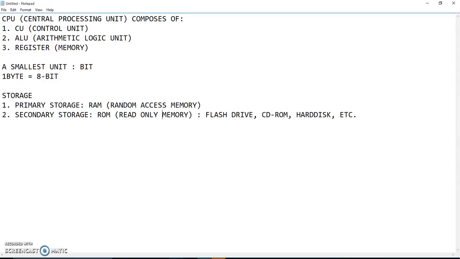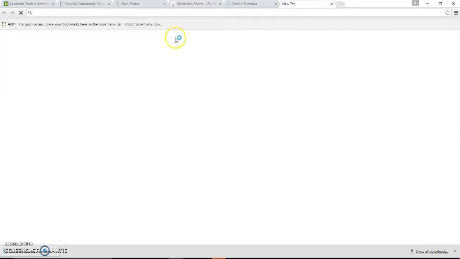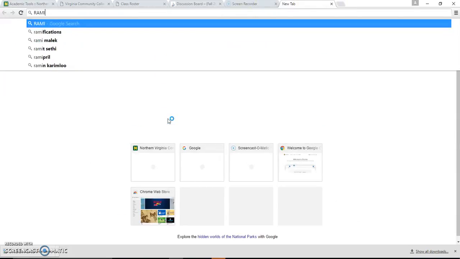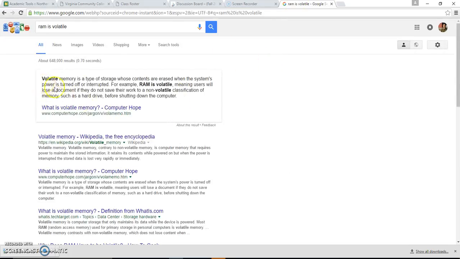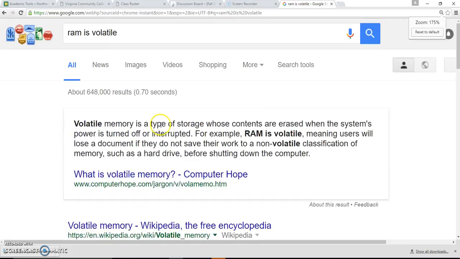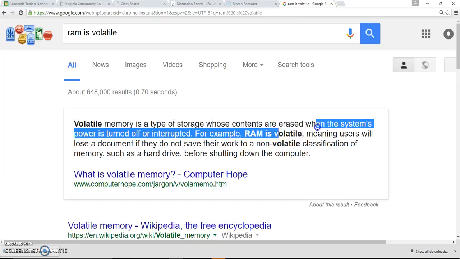So like we said, oops, sorry. So now let's look at what's the difference between RAM and ROM. So RAM is volatile. So what does it mean, volatile? It's a type of storage whose contents are erased when the system power is turned off or interrupted. Like I'm typing something and then it's blacked out, or someone happened to kick out your power cord for the computer, and I didn't save my program or files that I typed.